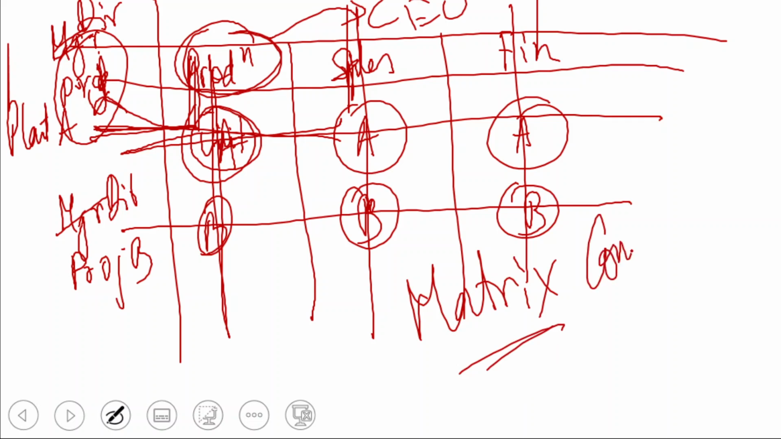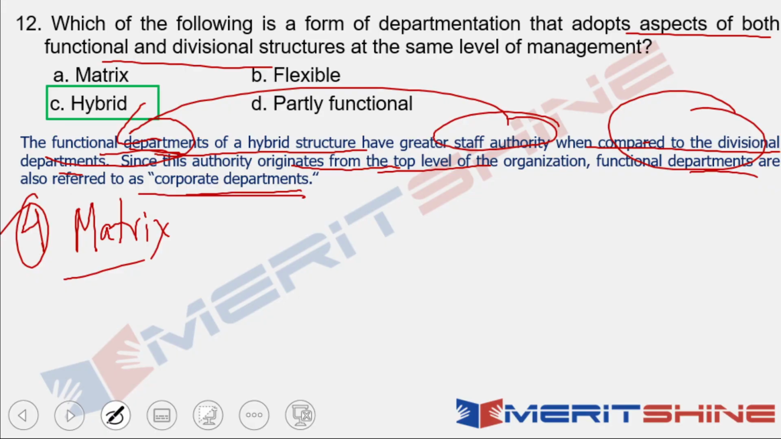Obviously it's a complex structure, you can see that. Therefore it would take a lot of money and a lot of resources to handle this. But yes, that's what matrix organization is. Matrix organization is again a combination of functional and divisional structure. And this structure allows decentralized decision making, greater autonomy, and more interdepartmental interaction.